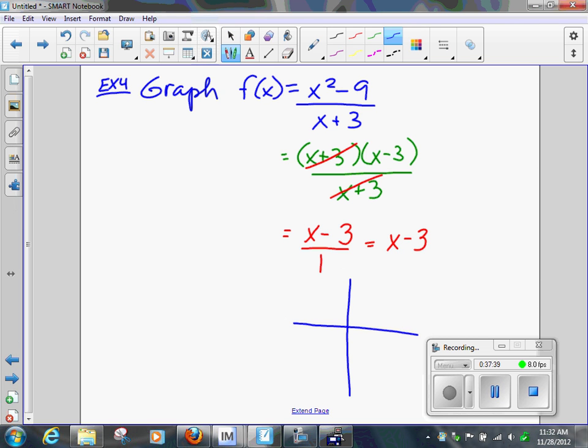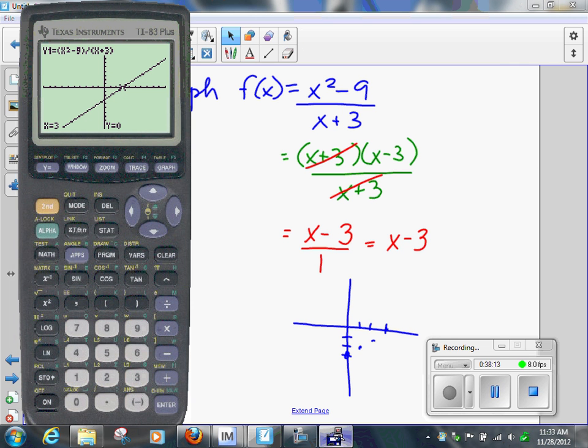What do we do? Here's what you do. We're going to graph x minus 3. Our y-intercept is at negative 3. Our slope is 1, so we're going to rise 1, run 1, up 1 over 1, up 1 over 1, 1, 2, 3. But what's going to happen, folks, is there is a hole. Where? Where x is negative 3.